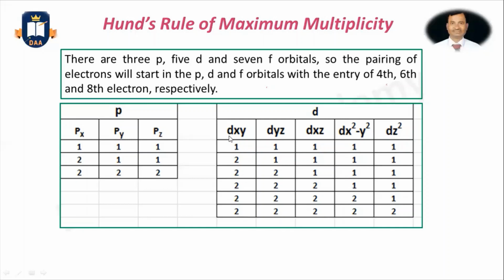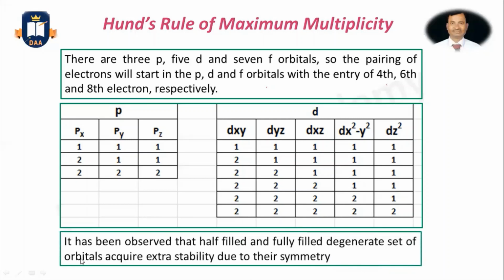One thing we have to remember is that dxy means d subscript xy, and the other orbitals also have notation in this way. It has been observed that the half-filled and fully filled sets, which are all degenerate, this is called degeneracy. I think I already explained this. In this case, the half-filled and fully filled degenerate sets of orbitals acquire extra stability due to their symmetry.